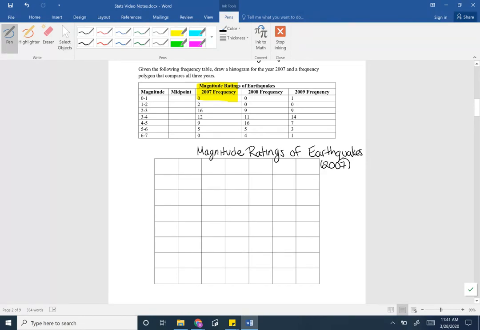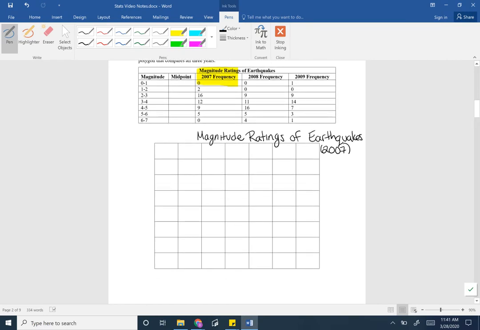Looking at the axes, so we have magnitude here. This is what's going to go onto my horizontal axis, and we're going to create this with ranges. So first, let's create a title. We'll have magnitude. And here's where a histogram is slightly different than a bar graph. Notice that the magnitude is in ranges. We're calculating how many earthquakes are there between 0 and 1 magnitude, between 1 and 2, between 2 and 3. And what we're creating is intervals.